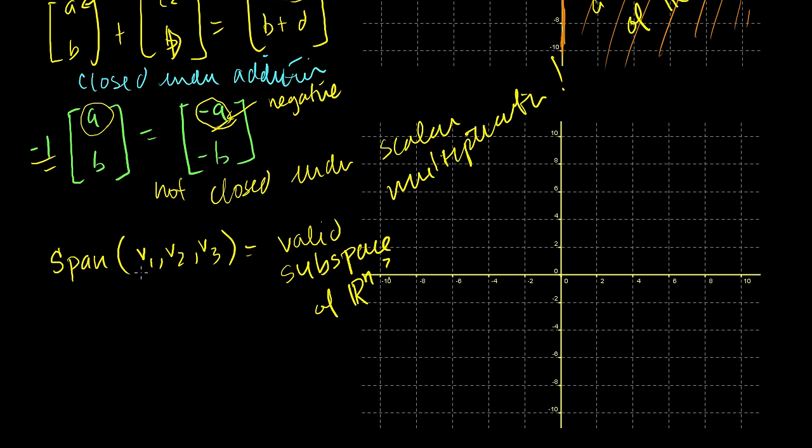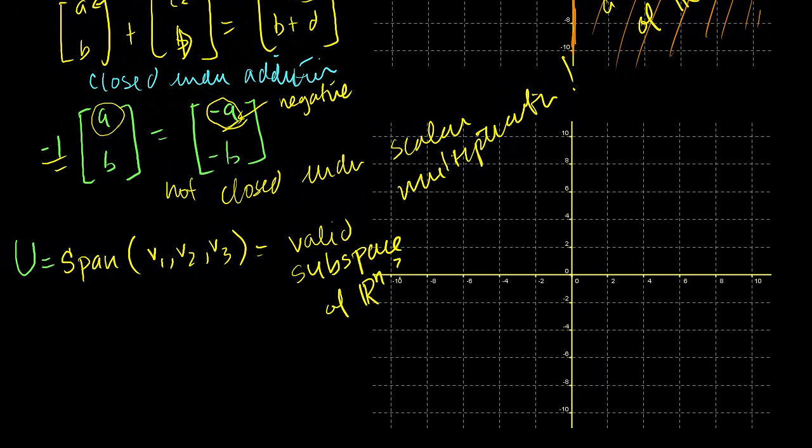Well, let me define U to be the set of all linear combinations of these, which is the span. So let me just define U to be the span. I want to know, is U a valid subspace? Let's think about it this way. Let me pick out a random element of U.